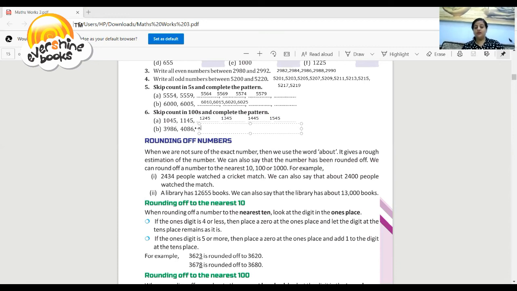Next is, again what we have to do is add 100 at the hundreds place. 3,986 plus 100 is 4,086. It will be very easy for us, because we have to add 1 at the hundreds place. The hundreds place is 0. So 4 as it is, but 0 plus 1 is 1. 8 and 6 as it is. 4,186, then 4,286 as it is.